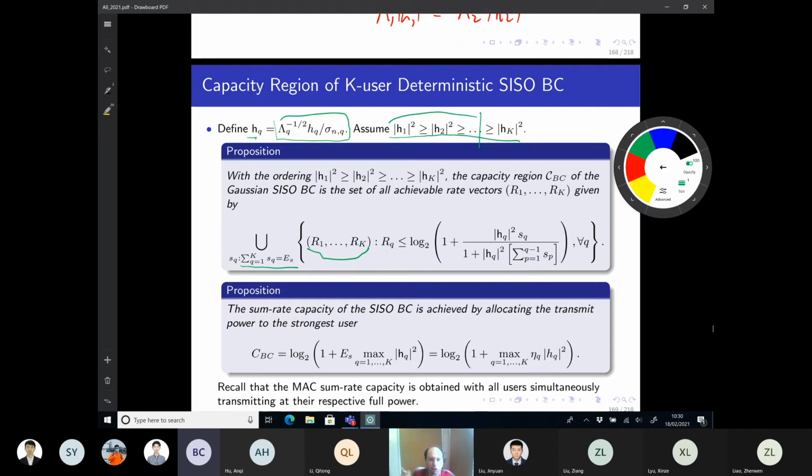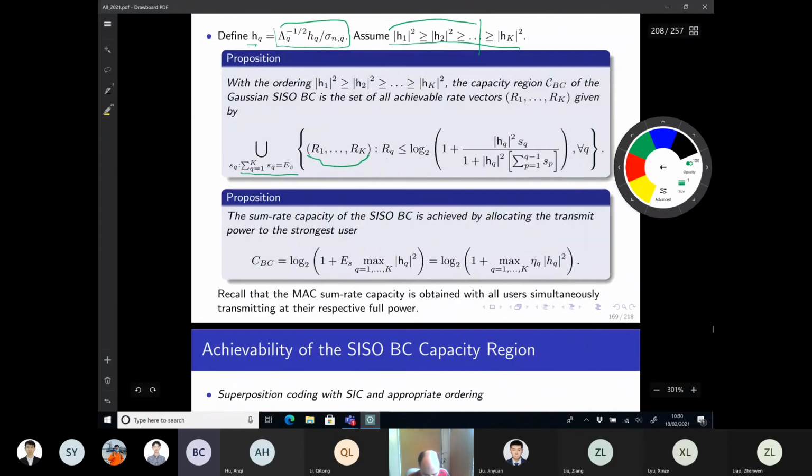Now I have a sum over all K. And now I have a whole union, and I can draw this whole capacity region for all possible values of SK that satisfy this condition. Right. Now there is a particular point on this capacity region, which is the sum rate capacity, that now you know what it is.